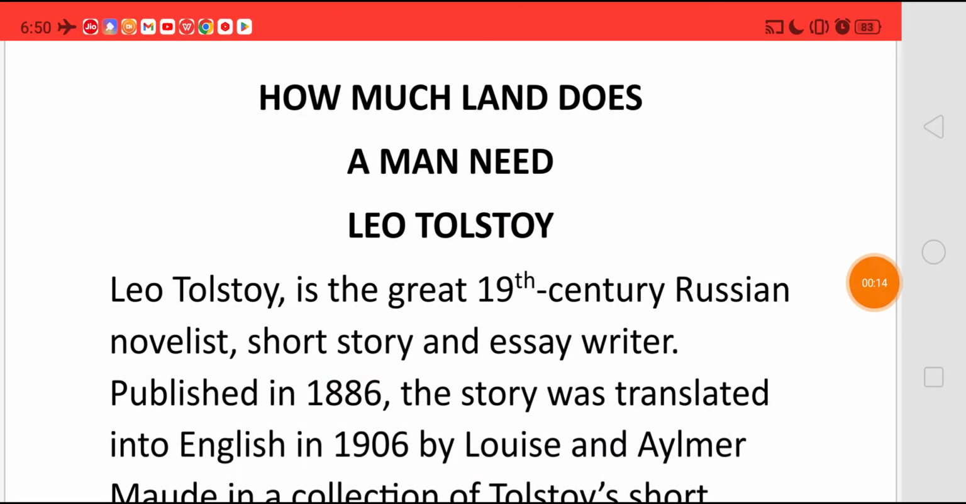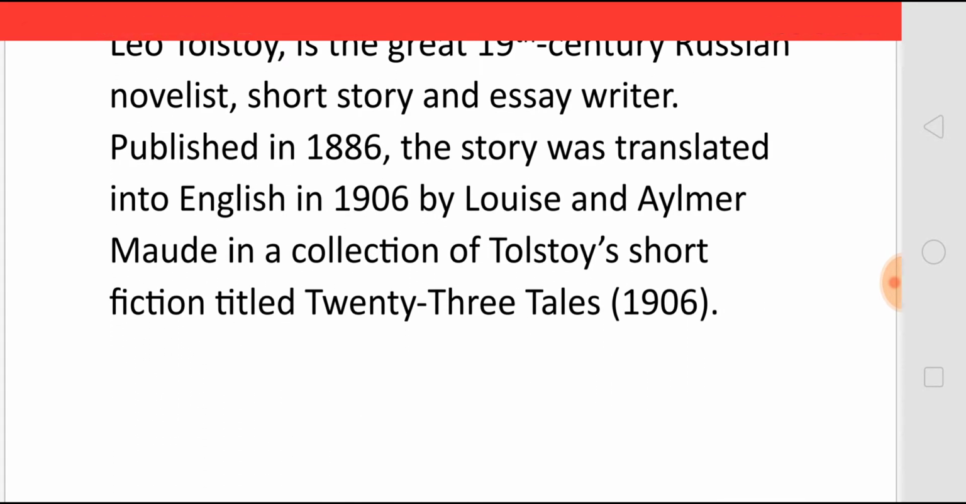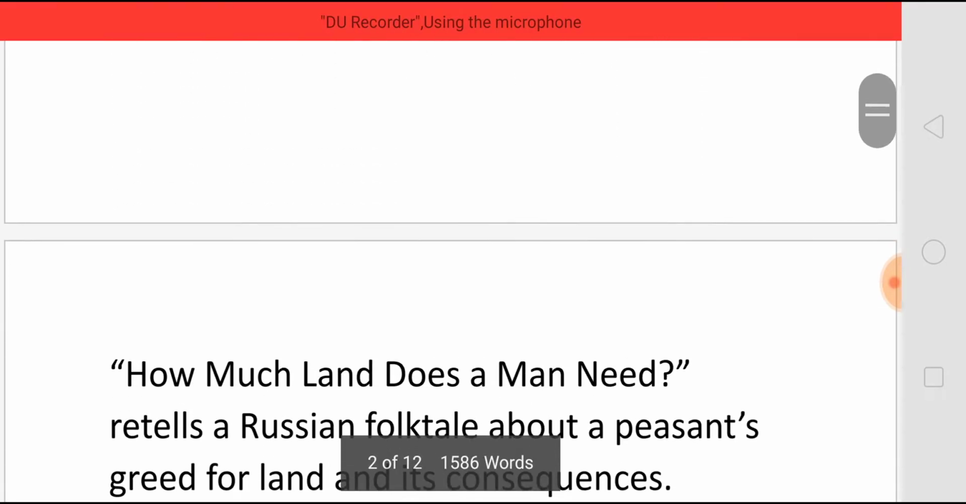Leo Tolstoy is the great 19th century Russian novelist, short story, and essay writer. This story, How Much Land Does a Man Need? was published in 1886. Later on, it was translated into English in 1906 by Louise and Aylmer Maude, and it was published in a collection of Tolstoy's short stories titled Twenty-Three Tales in 1906.